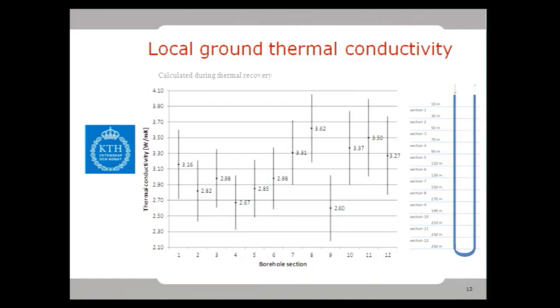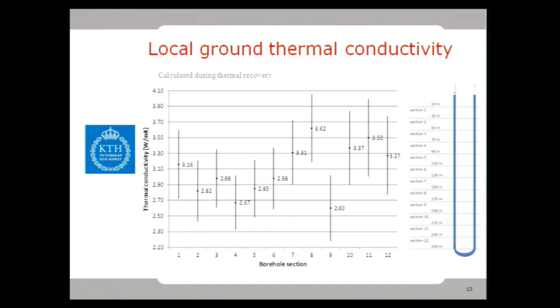The result of this paper was that thermal conductivity varies slightly along the depth, but still gives a very homogeneous picture of the thermal conductivity. The average of these conductivities is in very good accordance with the one found during the thermal response test, where only measurements at the top of the borehole are made. There are also slightly higher values at the lower part of the heat exchanger as compared to the upper part.